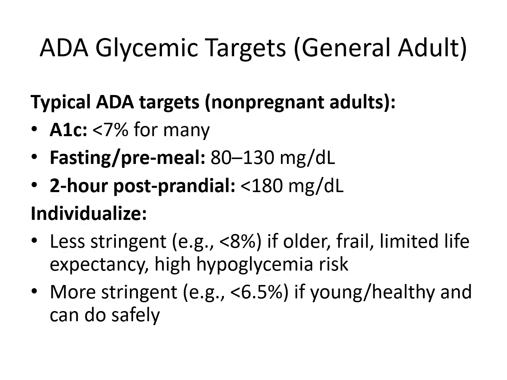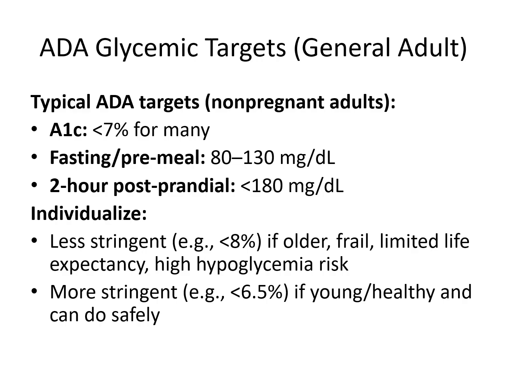Now let's talk about glycemic targets according to the ADA for most non-pregnant adults. For many patients, the general A1C goal is less than 7%. That level has been shown to reduce microvascular complications. For glucose numbers, fasting or pre-meal glucose should be between 80 and 130 milligrams per deciliter. 2-hour postprandial glucose should be less than 180.